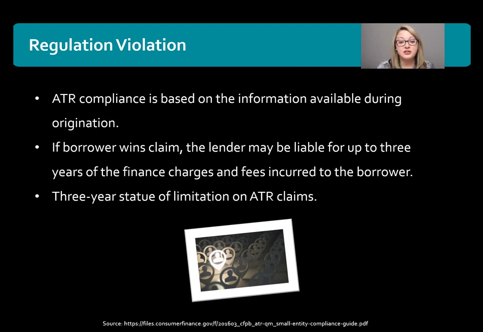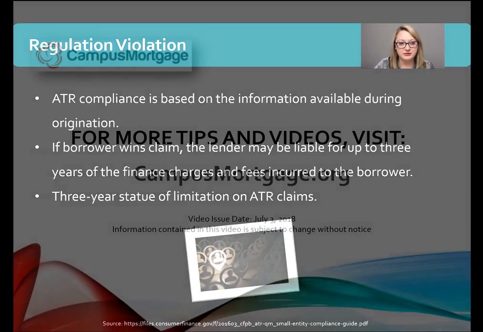Now, there is a 3-year statute of limitation on ATR claims. This is important because a lot of times underwriters will feel concerned, hey, what happens if I think I'm approving the loan according to ATR requirements, but then the borrower comes back 2 years later and says, no, you didn't. As long as you are using all of the information that you had at the time, and you're meeting the ATR rules, chances are you're going to be fine.